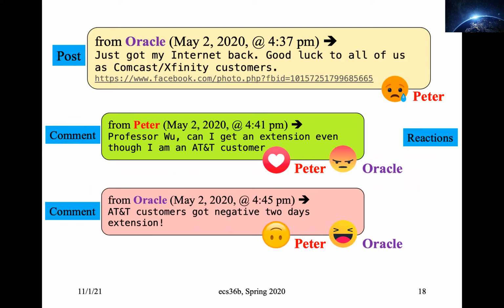So I have a comment, with a "from" field, which means the author who actually provided this comment, and we have a timestamp, and then you have a message for that comment. And then this is important, you have two reactions. One reaction is love, one reaction is angry. The love reaction was provided by another person, also named Peter, probably the same person. And the angry reaction was provided by another user called Oracle.